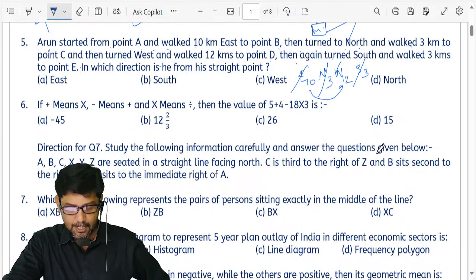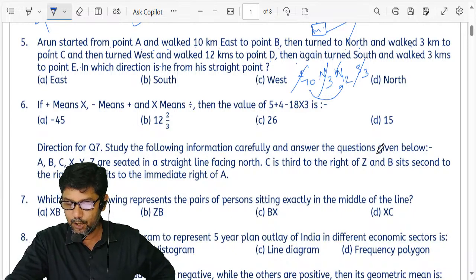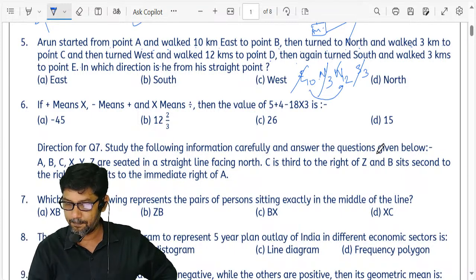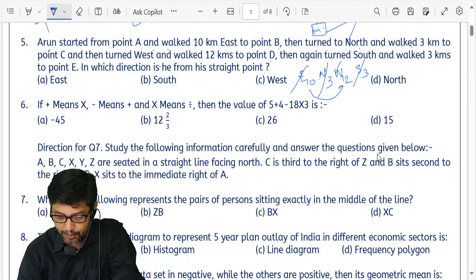Yeah, next one. Plus means multiplication, minus means addition, into means division. Then the value of 5 plus 4 minus 18 into 3. Yes, Davapriya, of course. Now what is it? 5 plus 4 means what? 5 into 4. Minus means plus. 18 divided by 3.